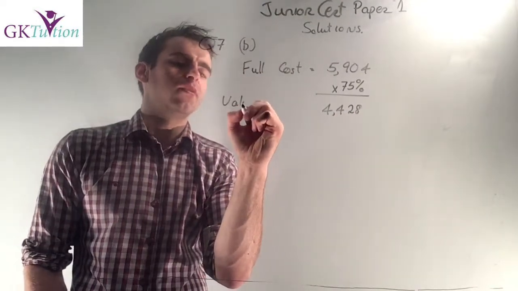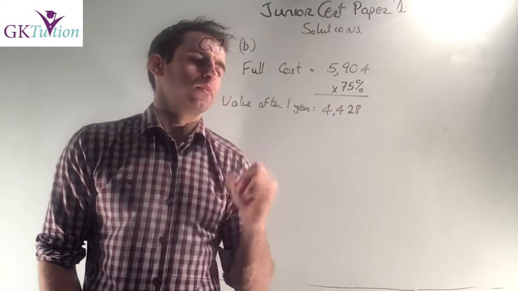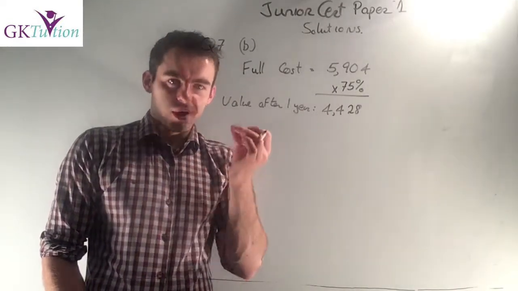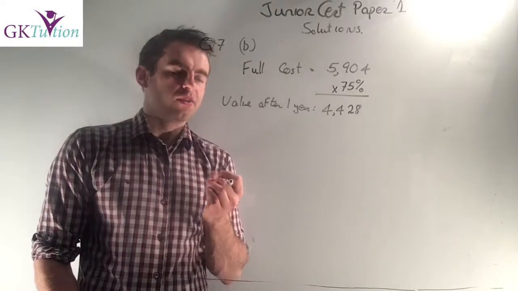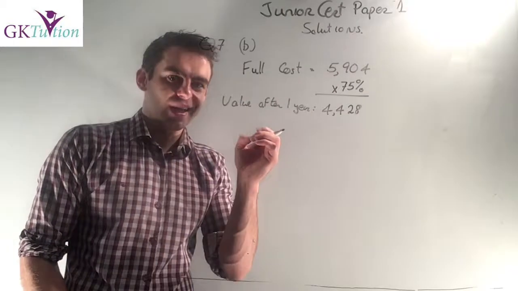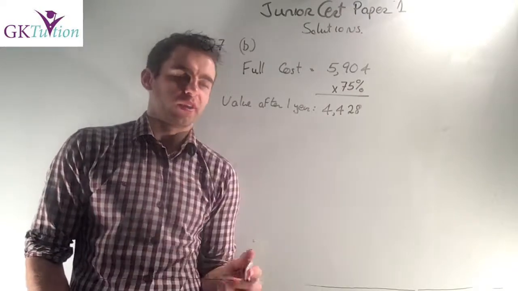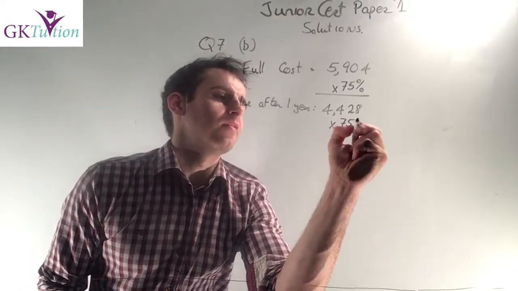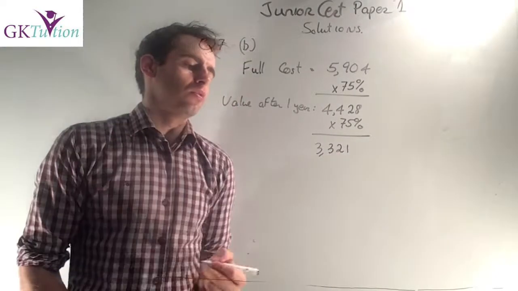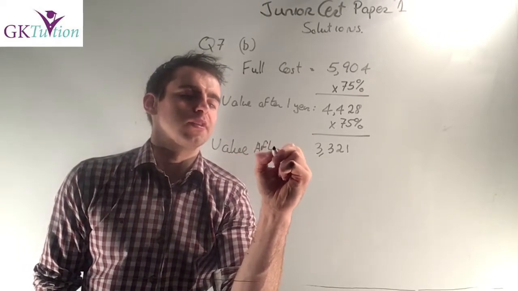So that is the value of the computer after 1 year. Okay, so after 1 year, it's worth 4,428. Now it's going to lose 25% of its value again. So if it loses 25% of its value again, that means I'm going to multiply this by 75% again. In a year's time, this will be worth 75% of what it's worth now. So if I multiply by 75% again, that tells me that it will be worth €3,321. So that's your final answer. That's the value after 2 years.